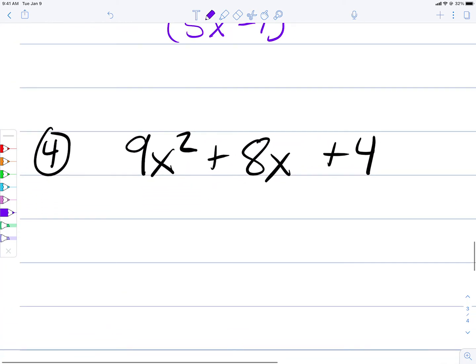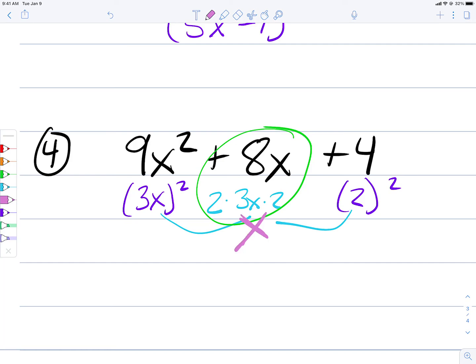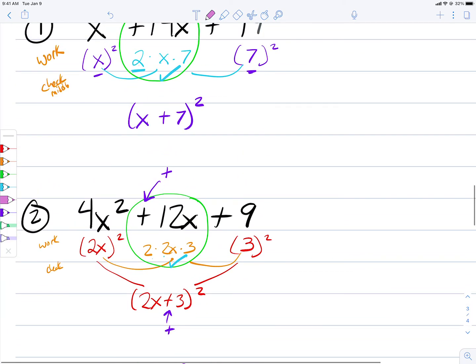Okay, last problem. First term and last term are square terms. 9x squared is 3x being squared, and 4 is 2 being squared. So let's bring them into the middle. 3x times 2 along with another 2, and check our middle term. Is 2 times 3 times 2 equal to 8? 2 times 3 is 6, times 2 is 12, not 8. This one does not match. So this one would be not factorable. There might be another way to factor this, but that is something we haven't done yet. So that is not factorable. So that is why you have to check the middle term, because the middle term doesn't always work. Okay.